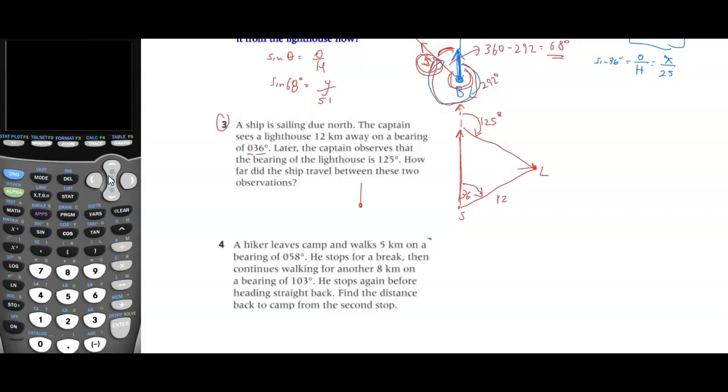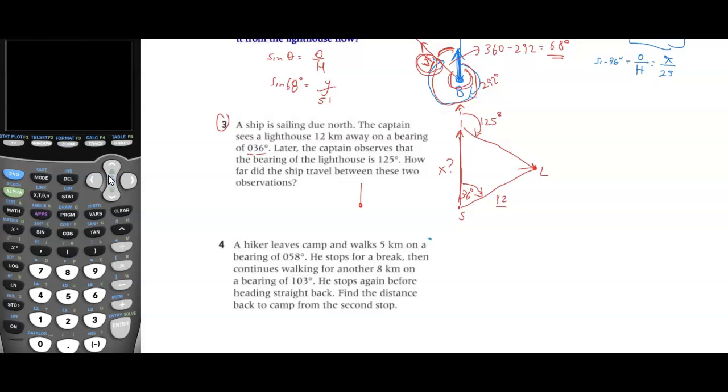So now what we're trying to figure out is how far did the ship travel between these two observations. So we want this distance here, and the triangle that we've made here is not a right triangle, right? Let's see. So if we were trying to figure out this length here, let's call it x. We know this angle is 36 degrees. We know this distance is 12. This is a non-right triangle. So this is probably a cosine rule or sine rule problem.